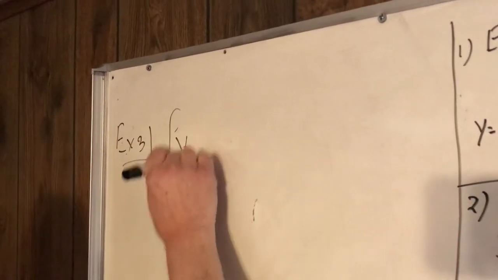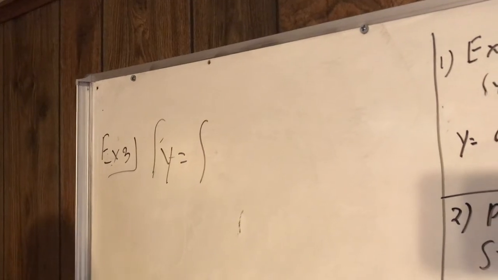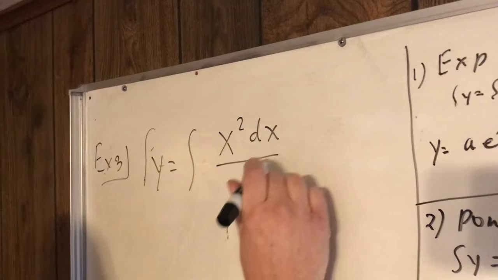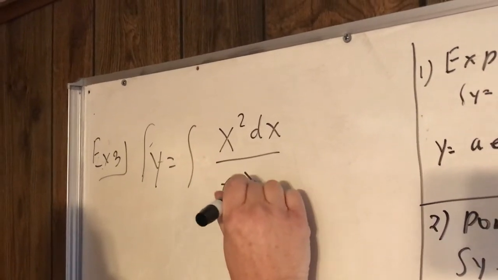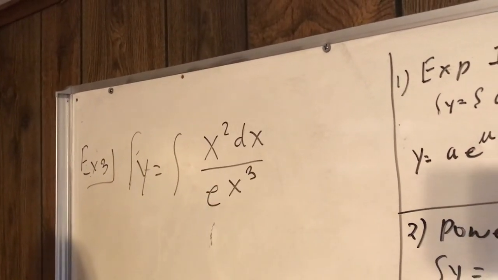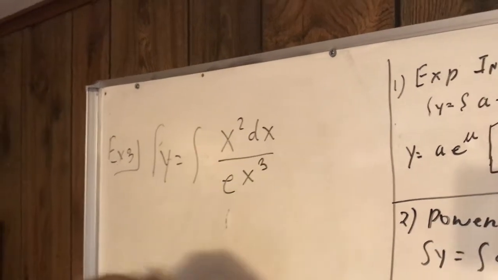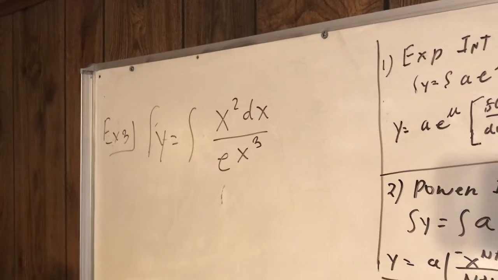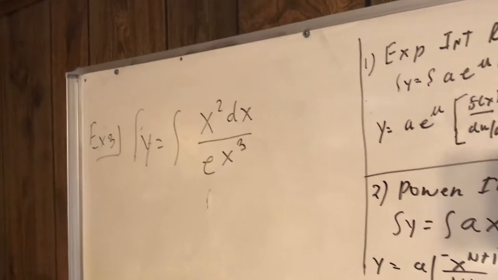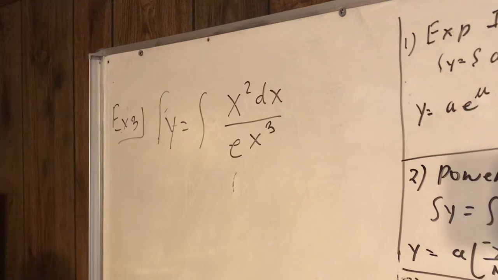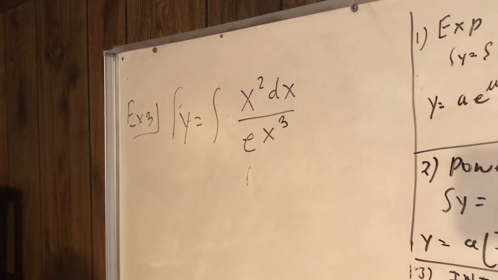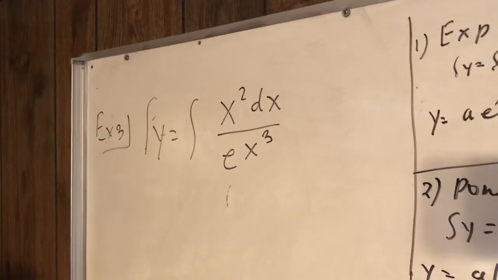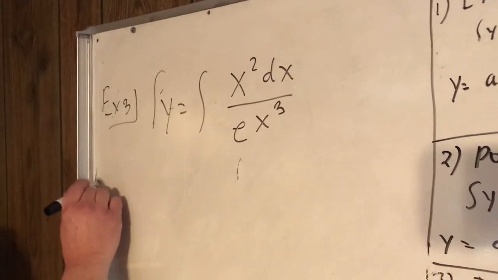Now I have the integral of y equals the integral of x squared dx over e to the x raised to the third power. Now there's no quotient rule in integration. I always suggest, if you have something in the denominator, to bring it to the numerator. So I'm going to rearrange this.